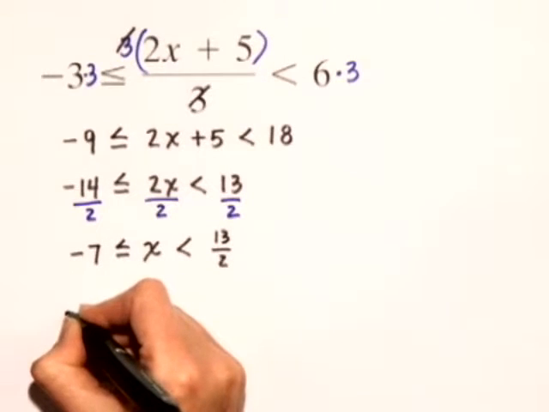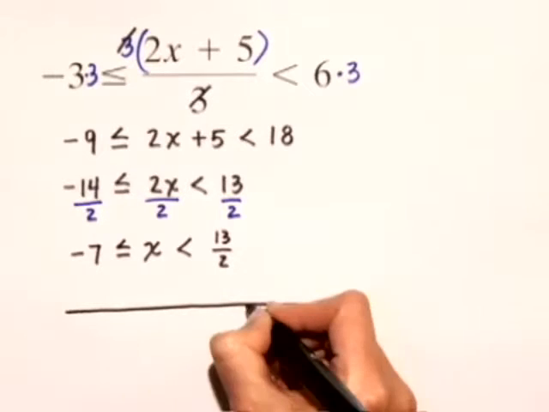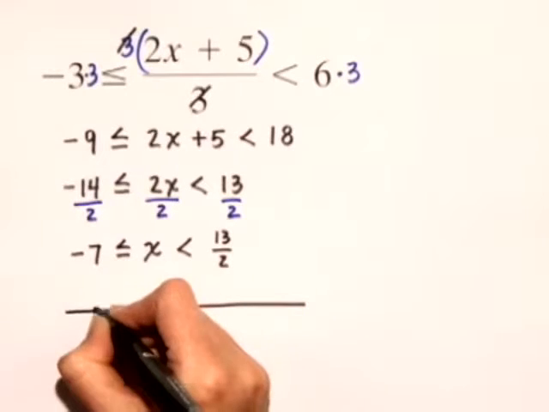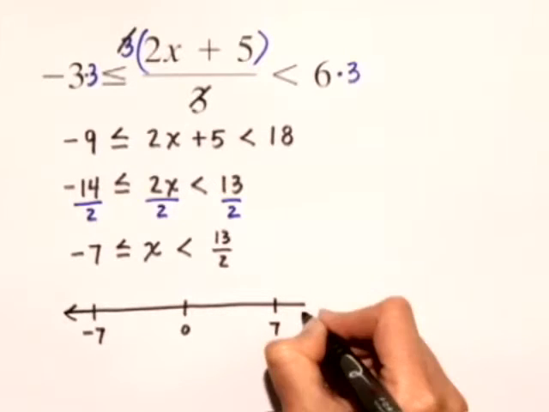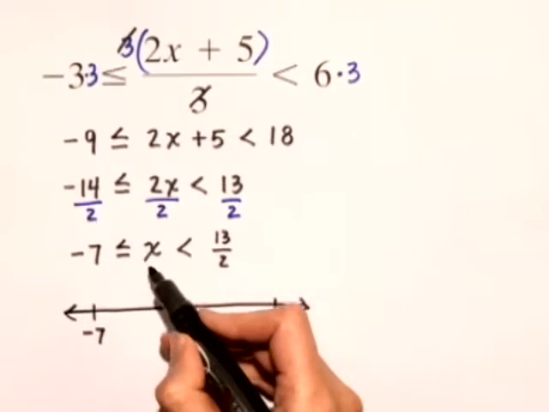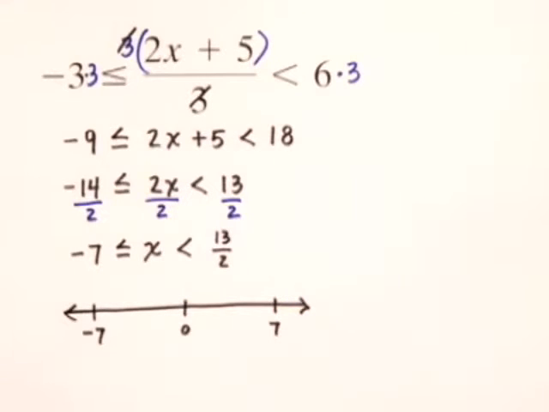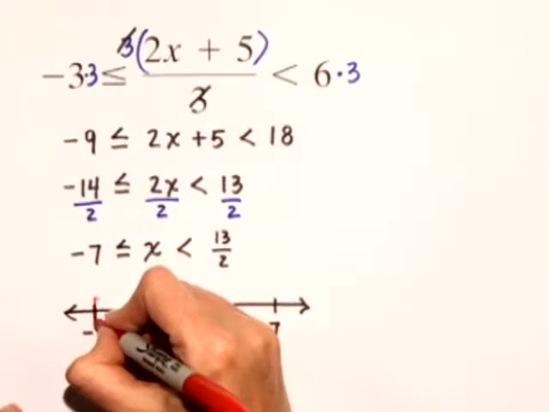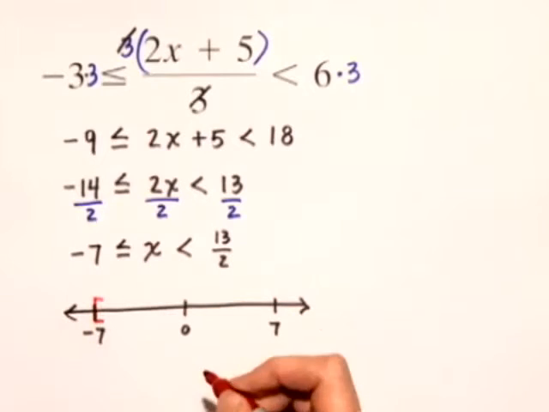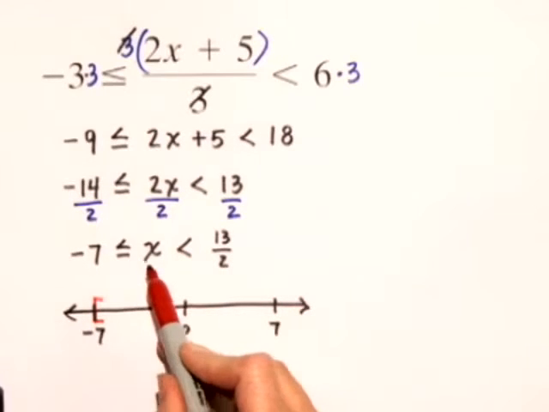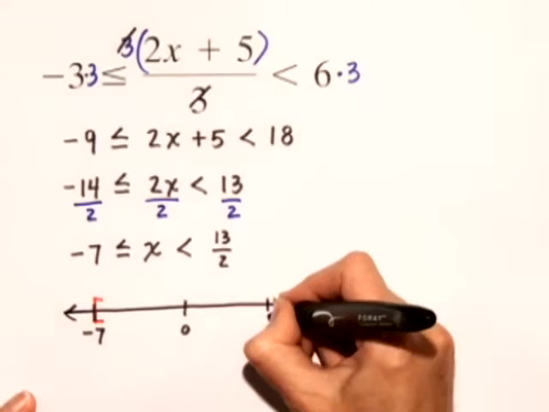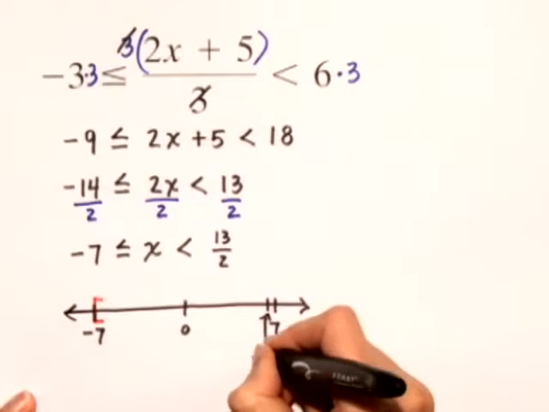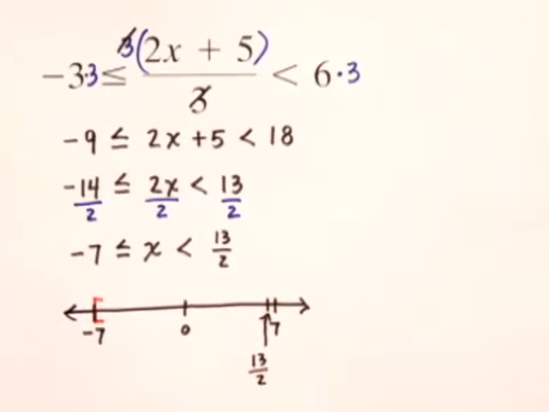Let's take a look at this solution on the number line. So we have 0, here's -7, and on the right here's +7. So notice that x can be equal to -7. So we're going to put a bracket. And it can be any value up to, but not including 13/2. Now 13/2 is right about 6.5. So I'll put 13/2 right there.